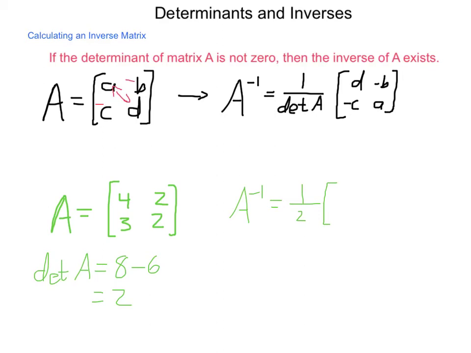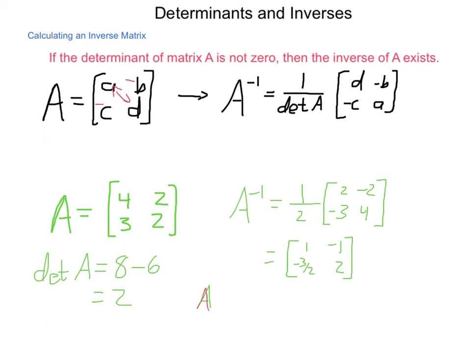Start trading my items. The primary diagonal swaps location, so I get 2 and 4 across that diagonal, and the other diagonal has the opposite signs. So 1/2 of this matrix will give us 1, -1, -3 halves, and 2. And the way we can determine if these do make a proper inverse, let's do that in a different color.